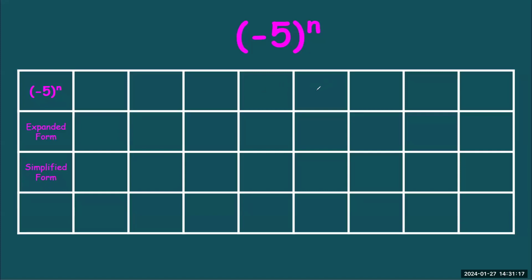So we have -5 to the power of 1, -5 in parentheses to the power of 2, -5 in parentheses to the power of 3. Our simplified form, let's see, -5 by itself is going to be -5. -5 times -5 is going to become a positive 25. -5 times -5 times -5, or positive 25 times -5, is going to become -125.